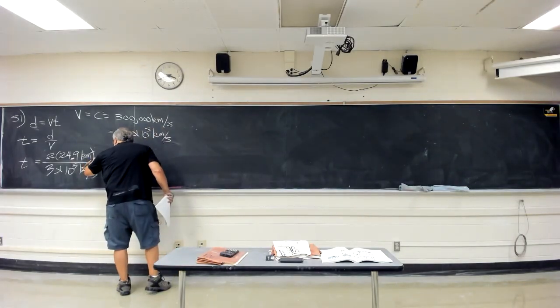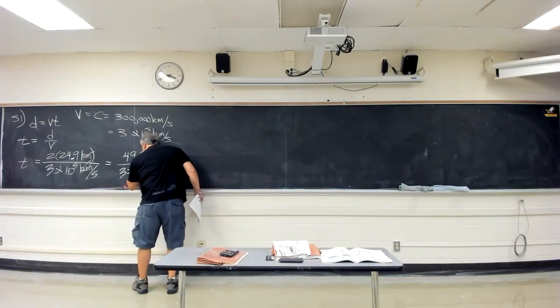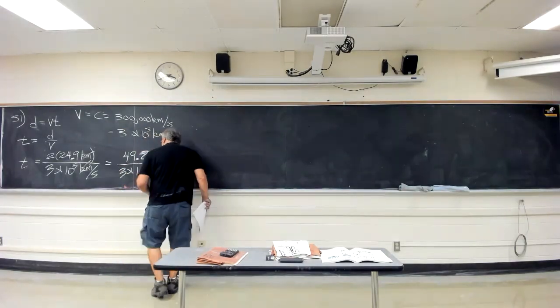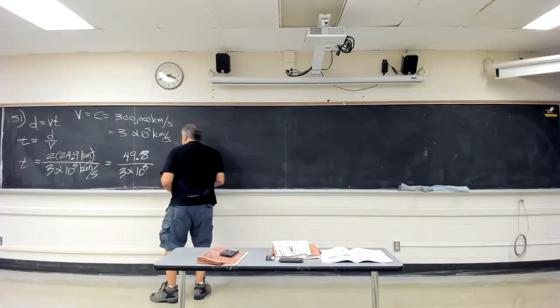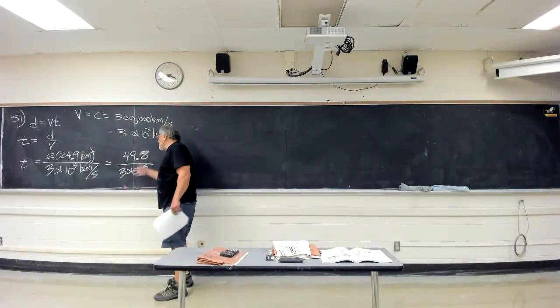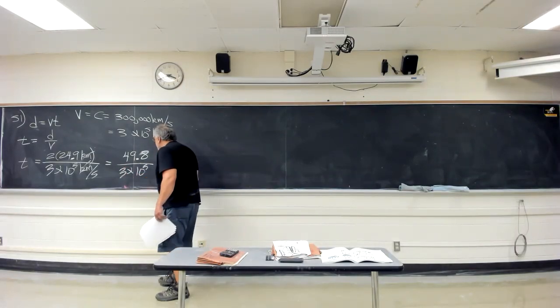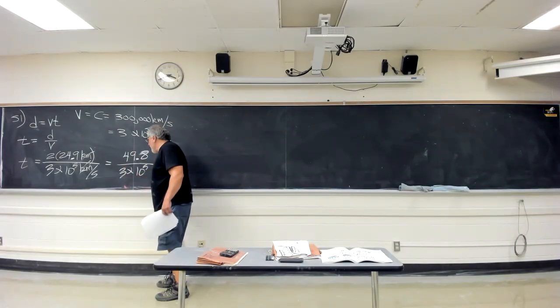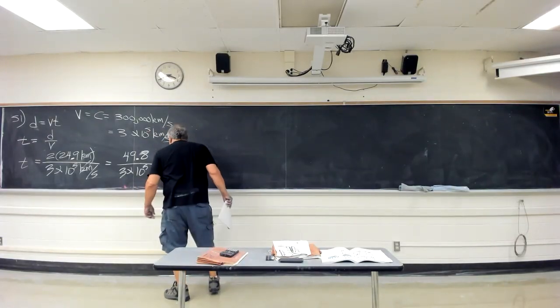This is 49.8. This is 3 times 10 to the 5th. A lot of ways you can do this. A good estimate is this: this is about 50, this is 300,000. 50 goes into 300,000 6 times. 6 times 10 to the 5th.